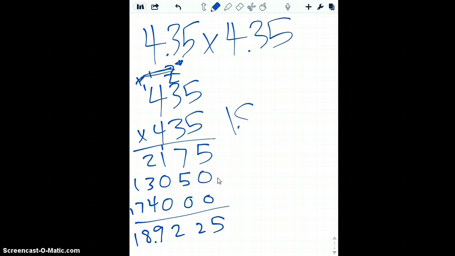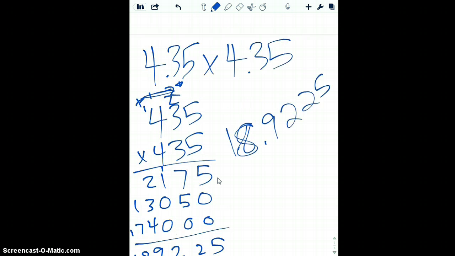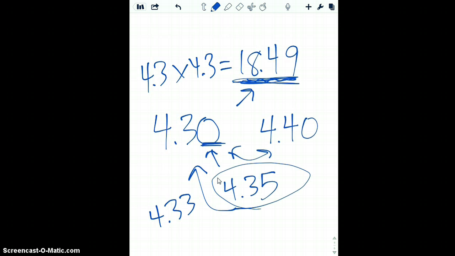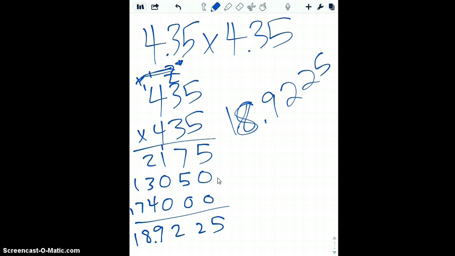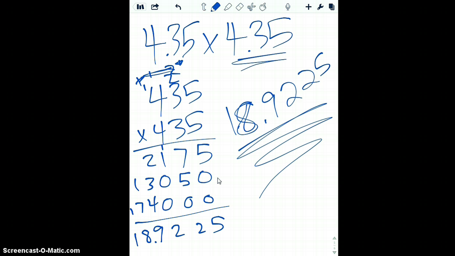Alright, so I got 18.9225. Okay, so in the last page, we had gotten 18.49, and now we're at 18.9225. So we're getting closer. Could I get closer than 18.9225? Well, what do you think? Should I take this number and go up or down?